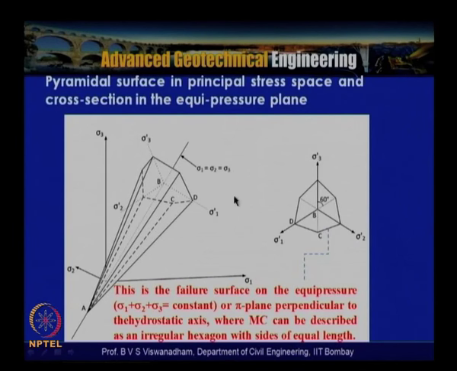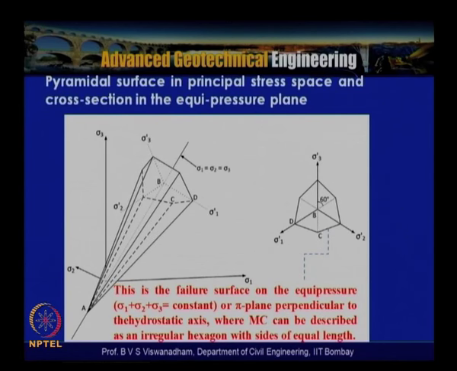If you take the projection of this, you will have the pyramid surface, which is a hexagonal pyramid surface. It is also called the pi plane, which is perpendicular to the hydrostatic axis, and where the Mohr Coulomb criterion can be described as an irregular hexagon with sides of equal length.